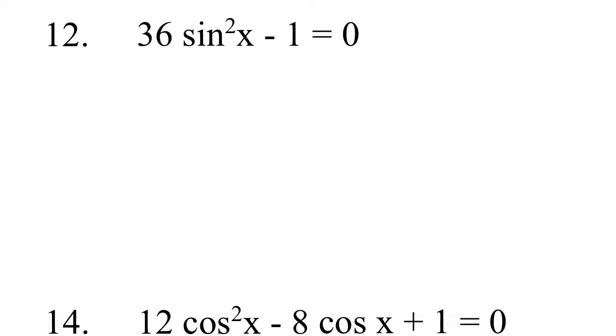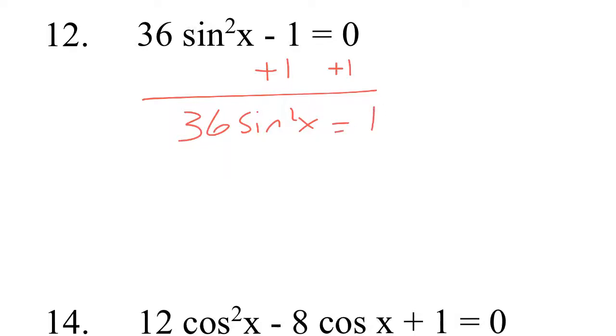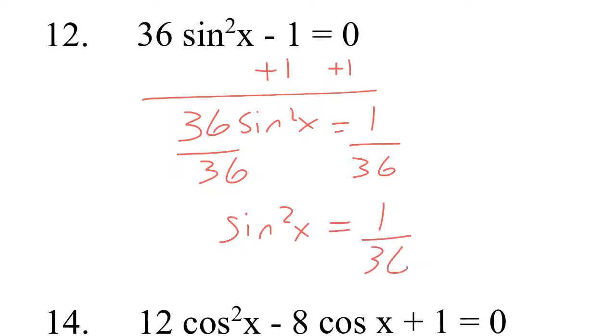Okay, so now if you were watching that last problem, number 11, what I'm going to do here on number 12 is just work it a different way. You can actually take this one, just like on 11, you could have added a 1, okay, and got 36 sine squared equals 1, divided by 36. I don't necessarily really like this way because of what we tend to do. We tend to forget this next step.